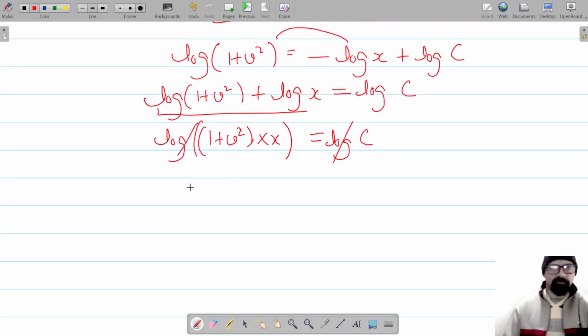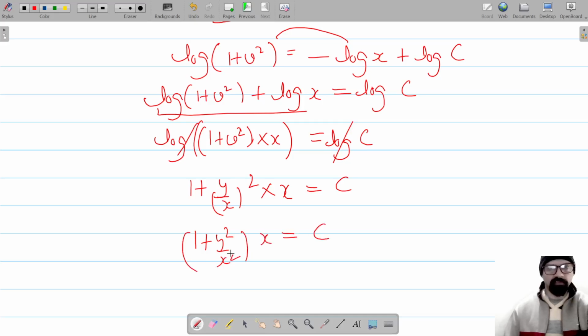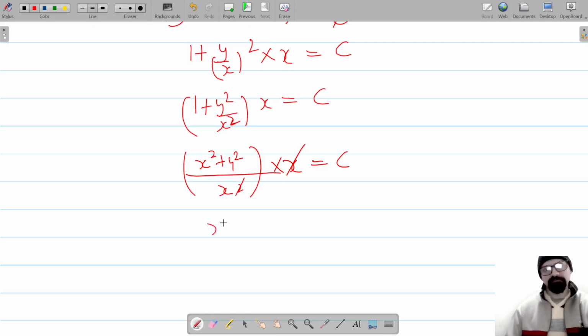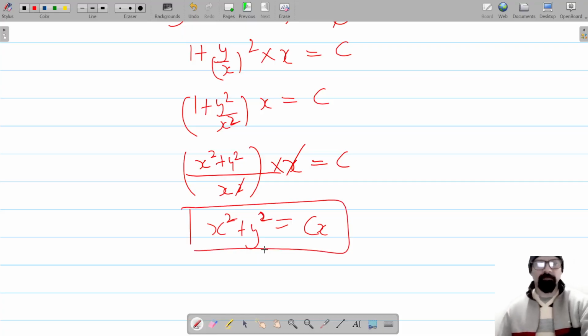तो ये बन जाएगा आपका, अब डाल देते हैं v स्क्वायर, v की वैल्यू y बाय x द होल स्क्वायर इंटू x इज इक्वल टू c। क्योंकि यहाँ ये x है, तो ये बन जाएगा x स्क्वायर, यहाँ ले लेते हैं एलसीएम, वन प्लस y स्क्वायर बाय x स्क्वायर इंटू x इज इक्वल टू c, लेट्स टेक एलसीएम, तो बन गया x स्क्वायर प्लस y स्क्वायर इंटू x इज इक्वल टू c, एक x कट जाएगा। सो फाइनली आपकी जनरल सोल्यूशन ऑफ दिस इक्वेशन है x स्क्वायर प्लस y स्क्वायर इज equal to cx.